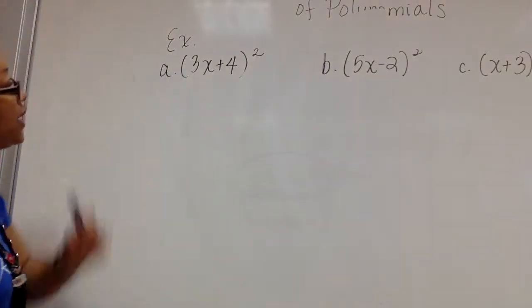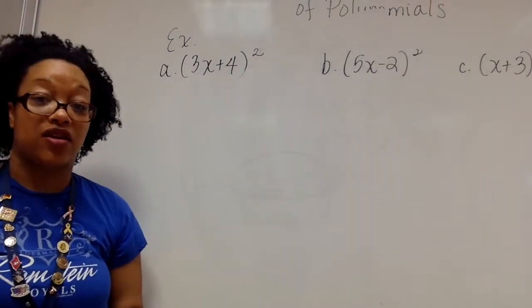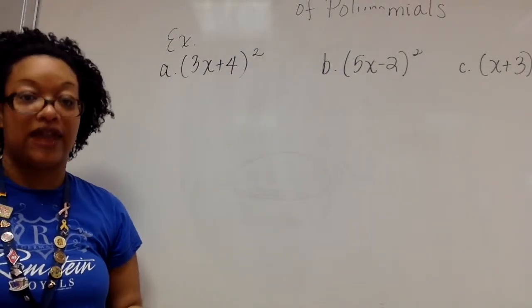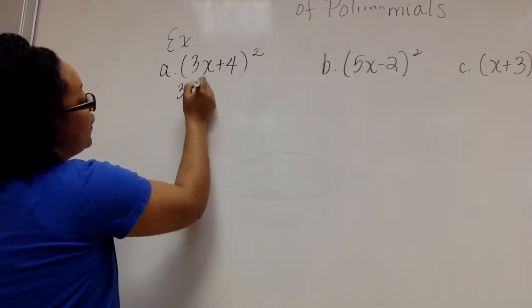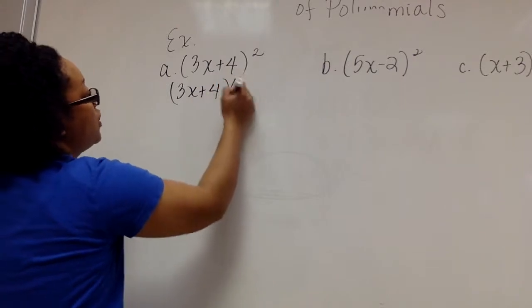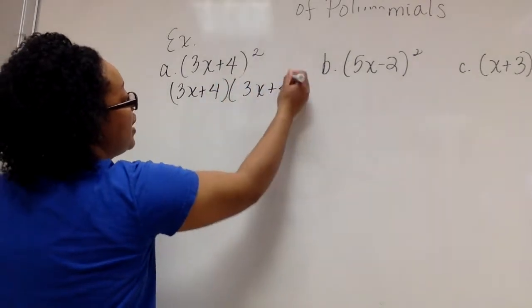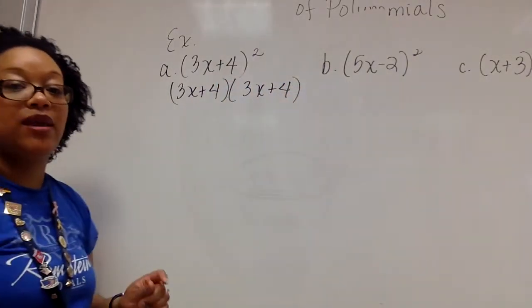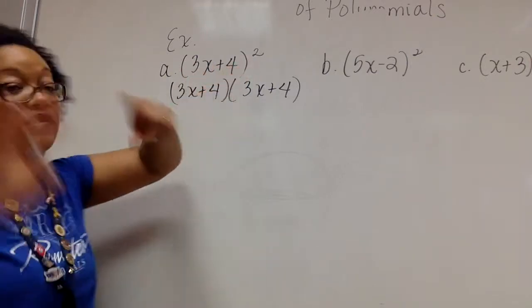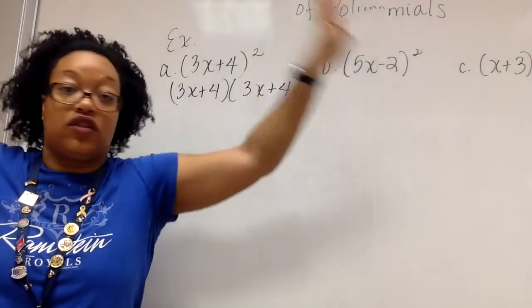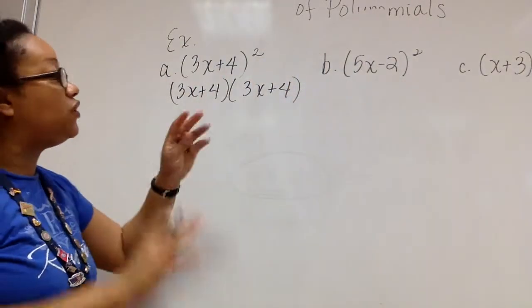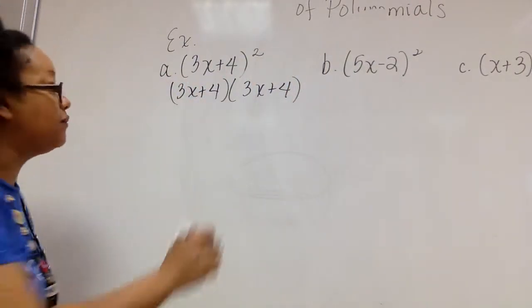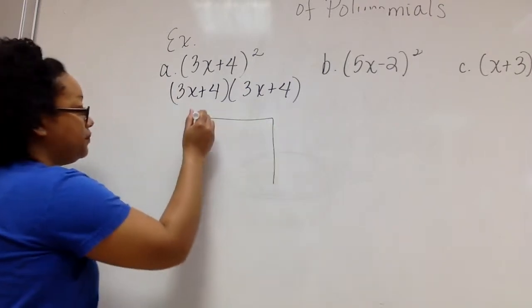So for letter A, we have the square of 3x plus 4, okay? So it's 3x plus 4 quantity squared. So if I was to expand that, not that I have to, but just to remind you, it's 3x plus 4 times itself, okay? Remember, you just can't square these terms and say, okay, I'm done. Your answer is going to look much, much different, okay? So you don't want to do that. You have to do the box method. So you set up your box.